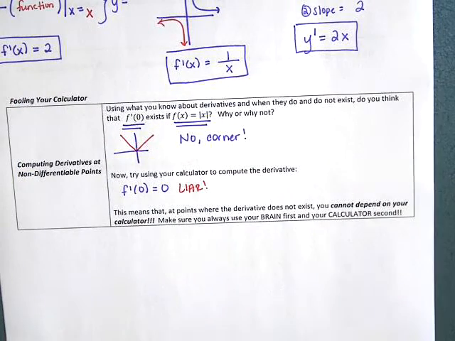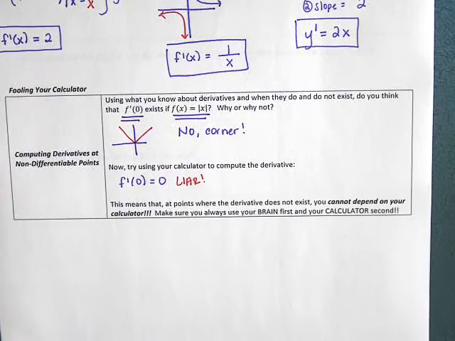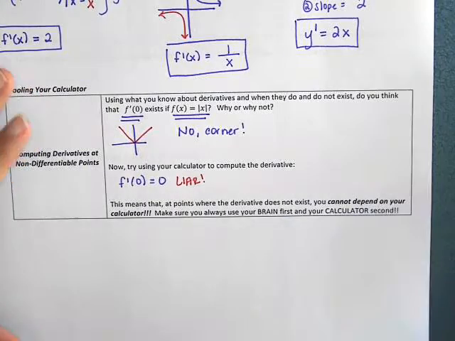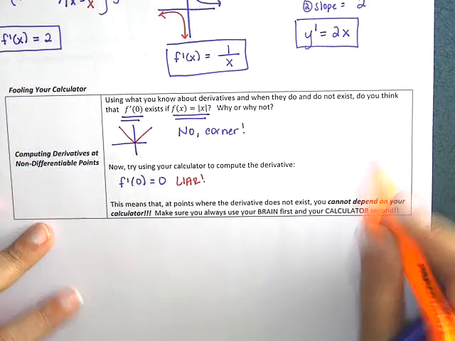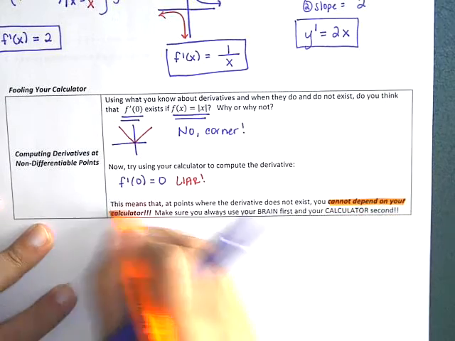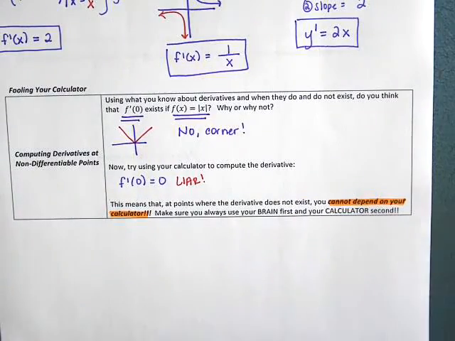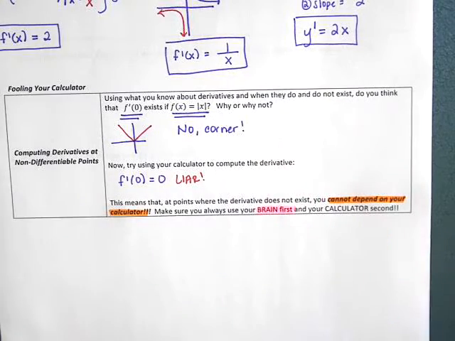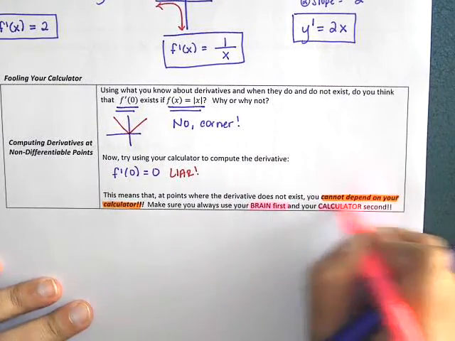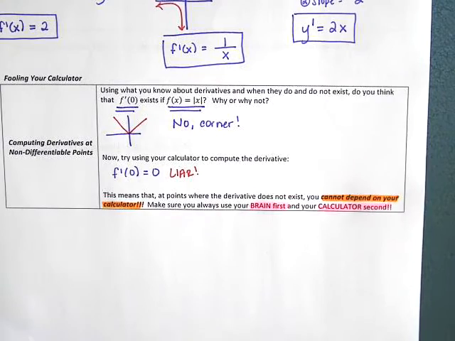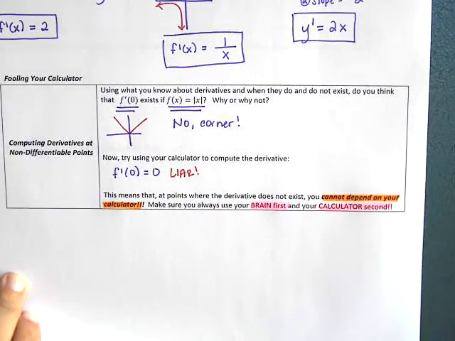Basically, your calculator is using limits to find these things. So it means that when your calculator is trying to find the derivative at a place where it doesn't exist, you cannot depend on your calculator. Make sure you always use your brain to think logically about the problem first, and your calculator to do the problem for you second.